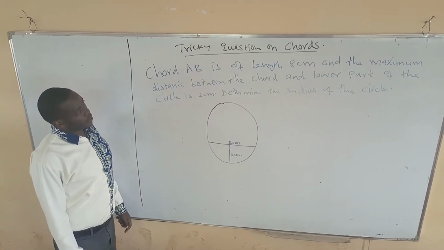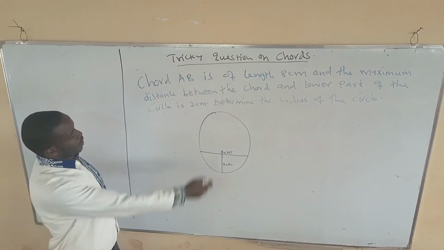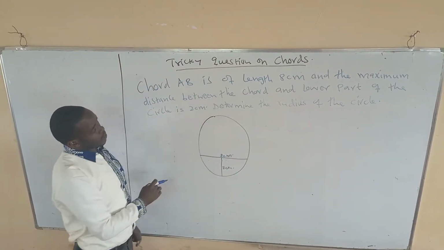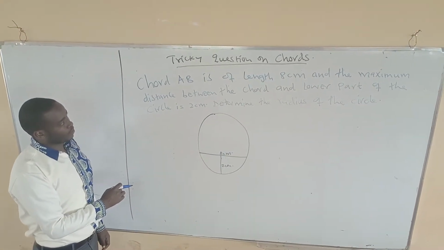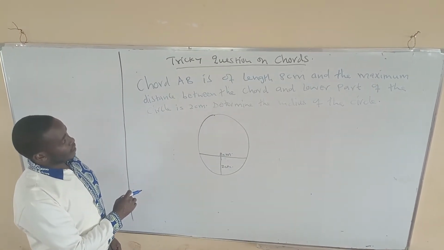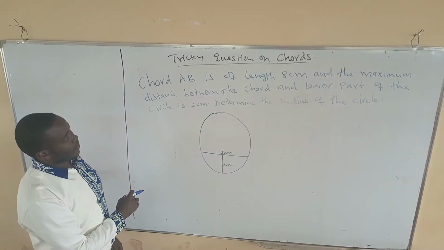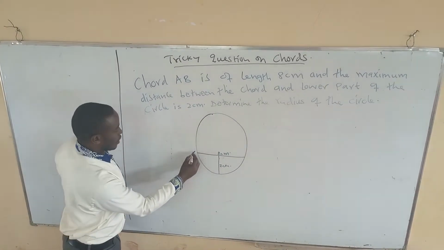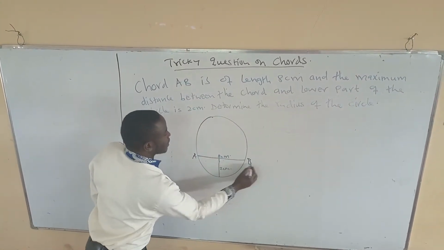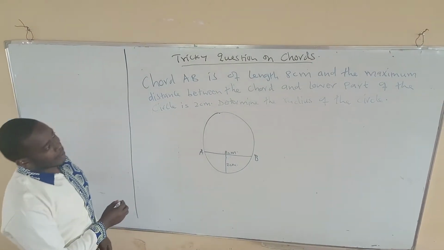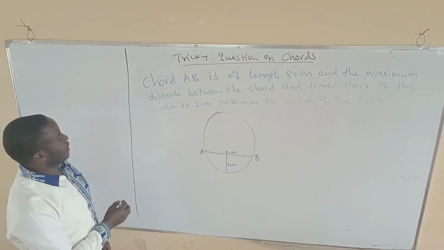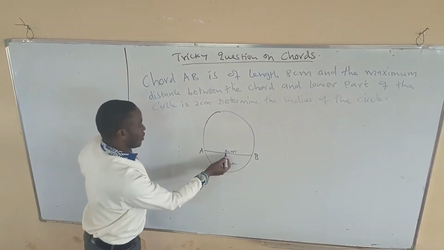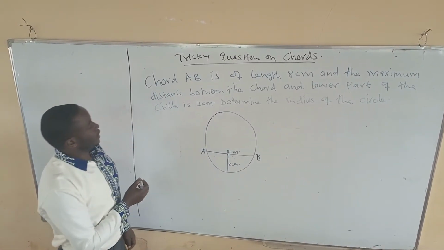Today I want to take you through this question on chord. It's a tricky question, but if you follow the procedure, it's simple to solve. Chord AB is of length 8 centimeters, so that is why we have AB of length 8 centimeters. And the maximum distance between the chord and the lower part of the circle is 2 centimeters. We have 2 centimeters here.